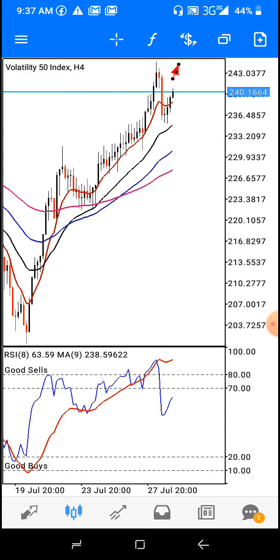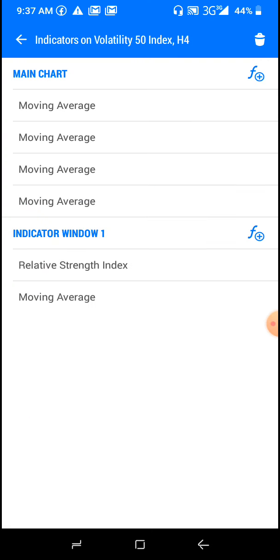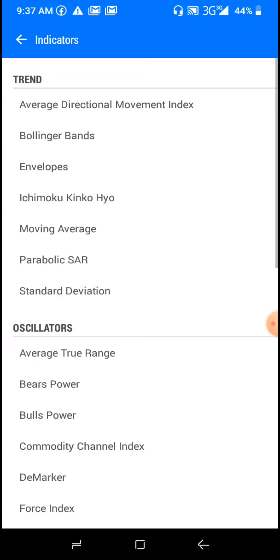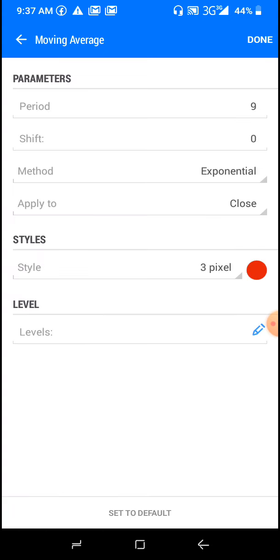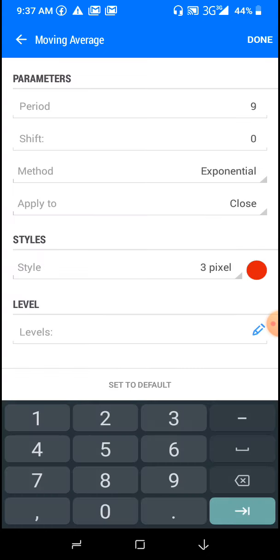And also we still go back there again, still on the indicator window. You click on it, then the moving average, and then the period, and this time we choose the 26 period.